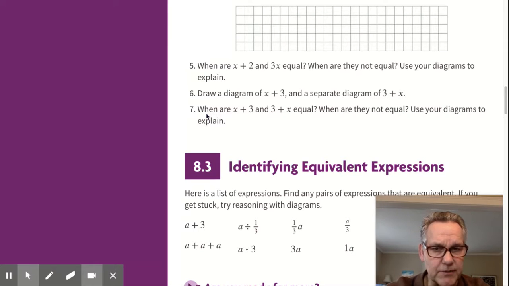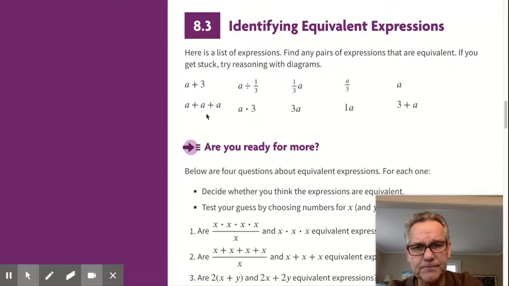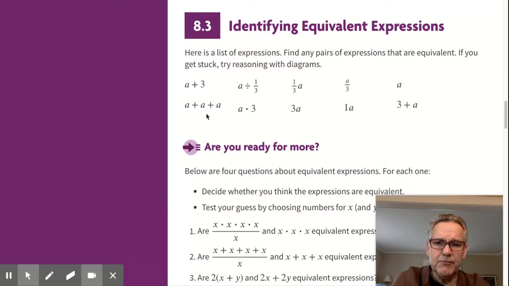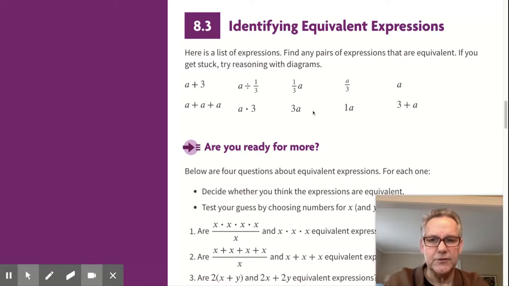Well, they're always going to be equal, boys and girls, because when we take x and add 3 to it, or you take 3 and add x to it, when x is the same, the sum of those two will always be equal. And you can easily see that using the diagrams. And 8.3 I wanted to do together because it can be a little bit daunting and confusing at times.